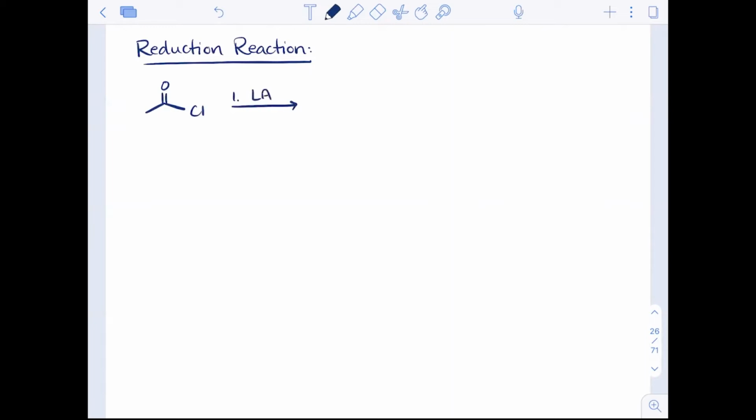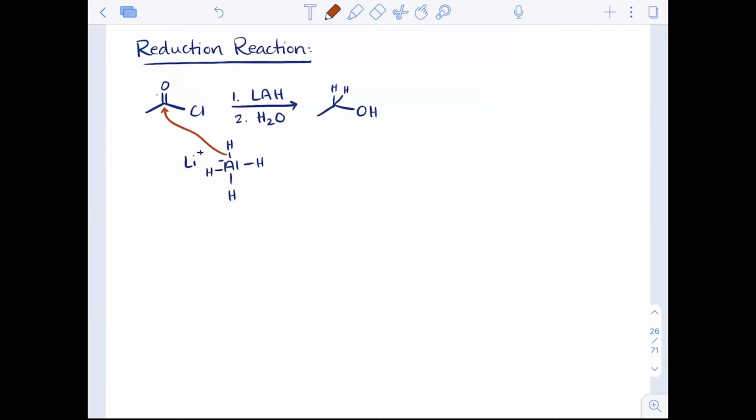Lithium aluminum hydride. We'll take an acyl chloride and make it an alcohol. We're going to go through that. It makes it a primary alcohol because lithium aluminum hydride is so reactive. Again, lithium would be a plus charge. Aluminum holds a minus charge and 4 hydrogens.